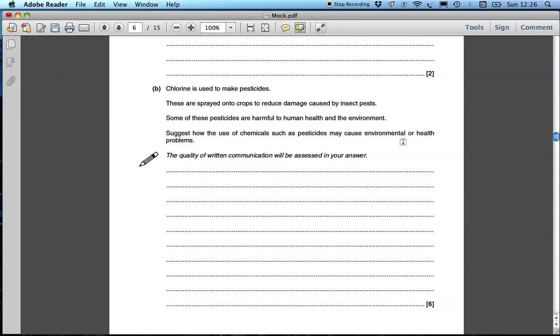Why is there a health threat? Well, it can kill wildlife. It can kill beneficial insects. That may go into the first section actually.